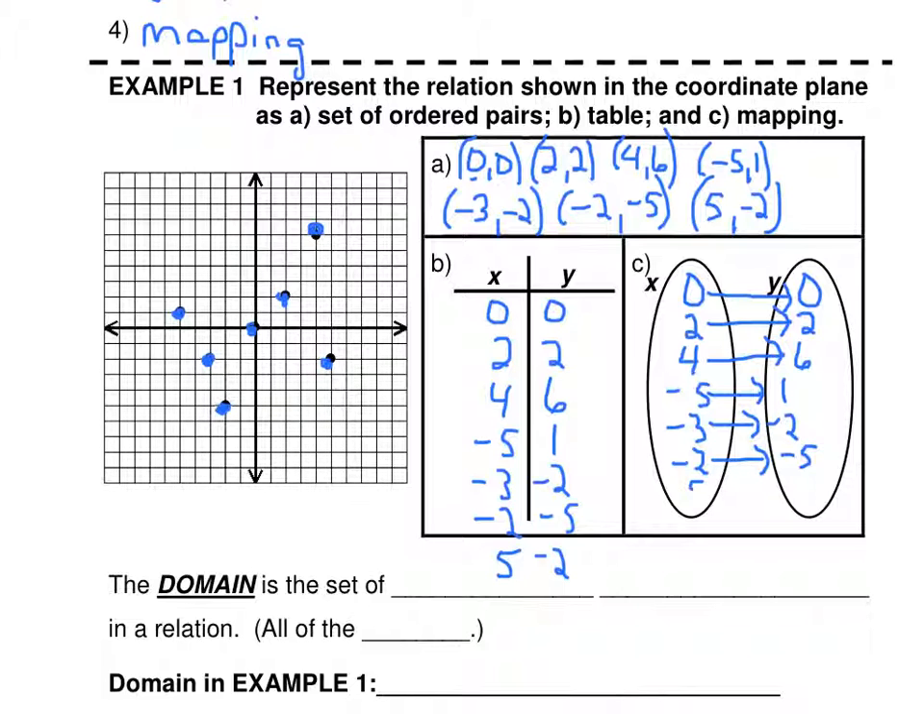So here you have a 5, and since you already have negative 2 listed, you will draw an arrow to the negative 2. And that's called mapping. So again, you can express a relation with a coordinate plane, as a set of ordered pairs, as a table, and using mapping.